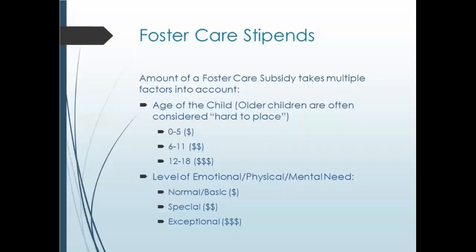Age of children is how a county might consider how much subsidy a caregiver can get. So you can see the age breakout here. The older the child, the more difficult to place they are and the more financial resources are given to a caregiver. And then certainly the level of physical, emotional, and mental need, the rates are based upon a child's needs.